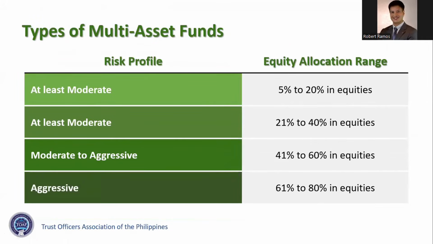So what are the types of multi-asset funds, and what are their respective risk profiles? With regard to equity allocation ranges, risk profiles of at least moderate will have 5 to 20% investment in equities. At least moderate have equity allocation ranges of 21 to 40% in equities. For those that are moderate to aggressive, have a 41 to 60% investment in equities. And those that are aggressive have 61 to 80% in equities.